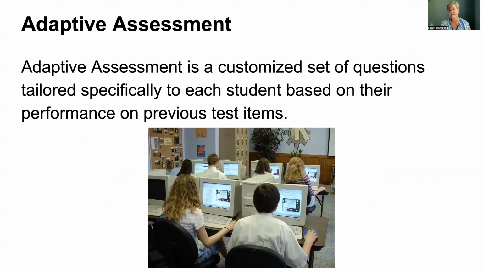Adaptive assessment is a customized set of questions tailored specifically to each student based on their performance on previous test items that they've been asked. This test set will drill down to the level of proficiency to the greatest granularity for an individual student. If a student is struggling, then the test questions get easier. If the student is excelling, then the questions become harder. Computer adaptive achievement tests, an example of that is the MAP test. They really give a more precise estimate of a student's ability.